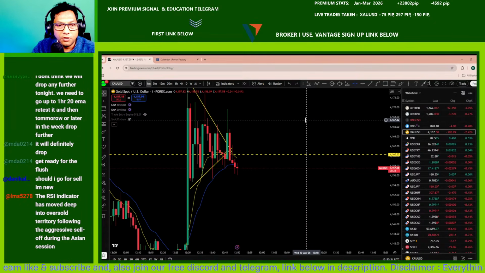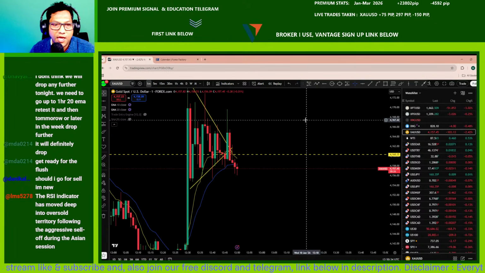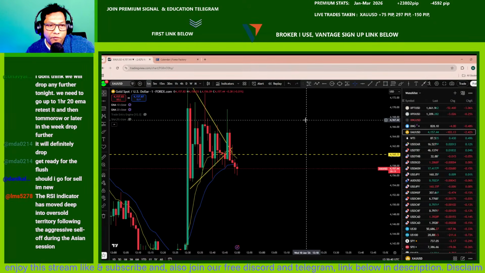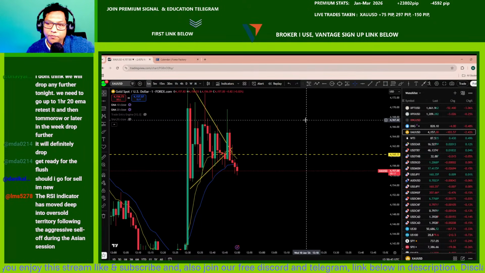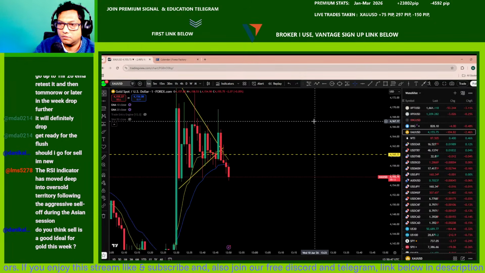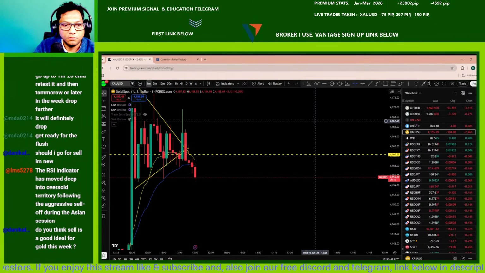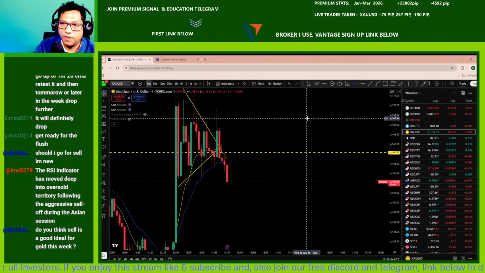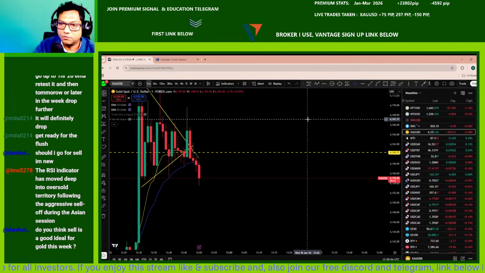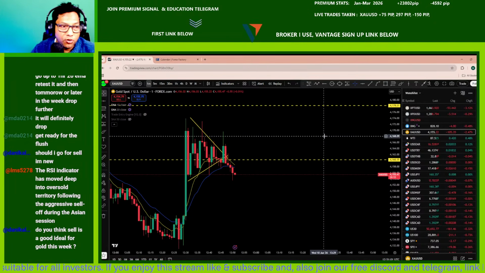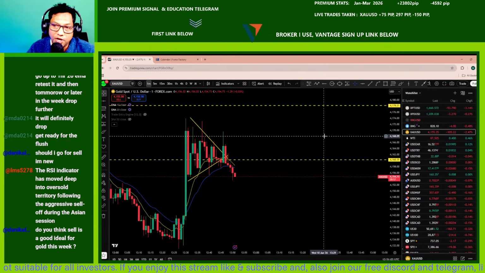Should I go for sell? Okay, the RSI indicator has moved deep into oversold territory following the aggressive sell off during the Asian session. Do you think sell is a good idea for gold this week? So far we can see that selling is a good idea, and we can see there is a significant bearish trend.